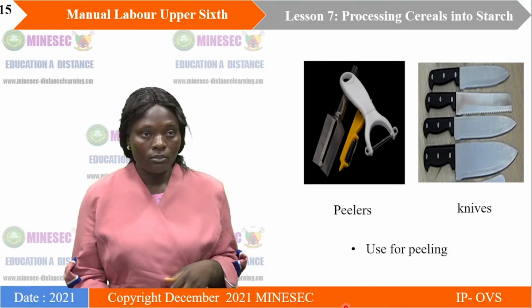Okay, you have peelers, you have knives. So when you are dealing with tubers, you will always need these peelers and knives, which are used to peel off the unwanted bark or the skin of the tubers.